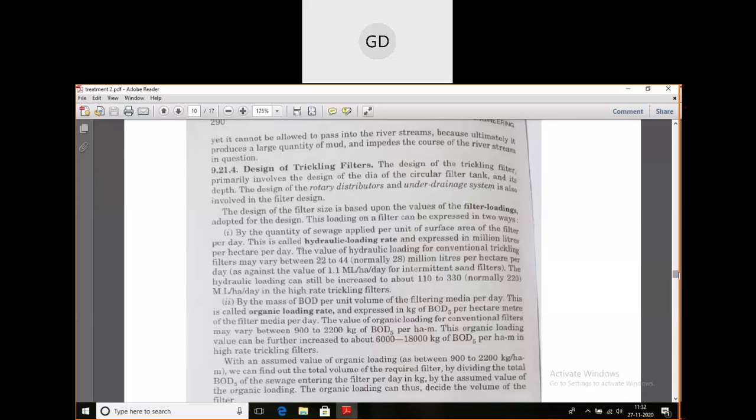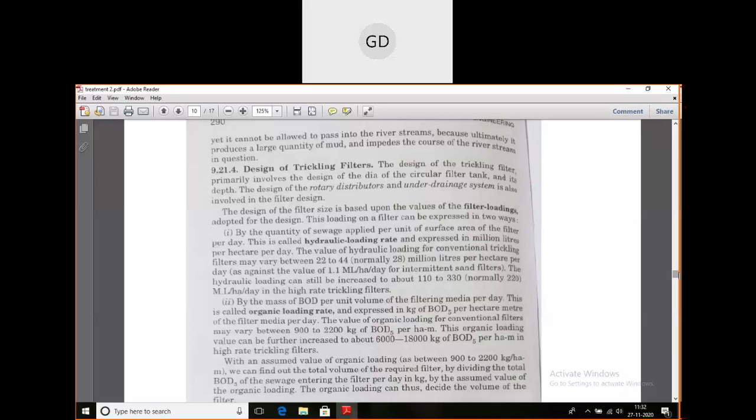Okay, so first you have to design the filter size, and that is based upon certain loadings. It is based upon the values of the filter loadings, and the filter loadings can be expressed in two ways. Number one is your hydraulic loading and the other one is your organic loading.